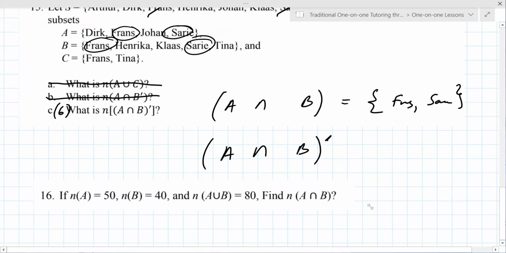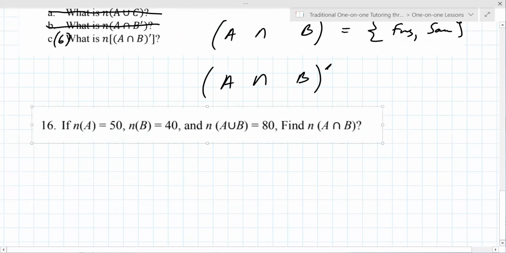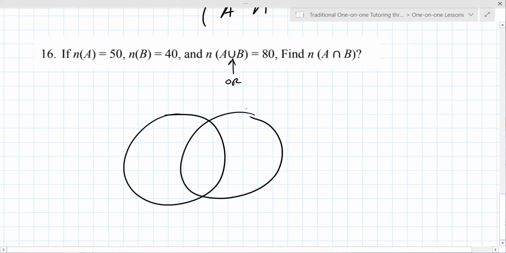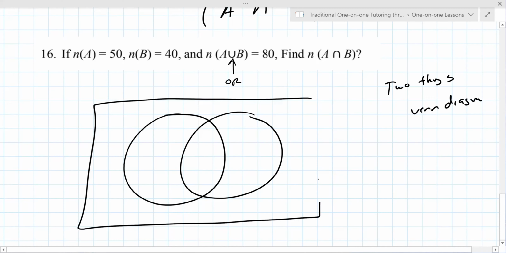So, 16, might as well try it. Number 16 says if the number of elements in A is 50, the number of elements in B is 40, and the number of elements in A or B is 80, find this other thing here. Whenever you have two things, that's a Venn diagram. Two things always leads to a Venn diagram. Classic exam problem here.